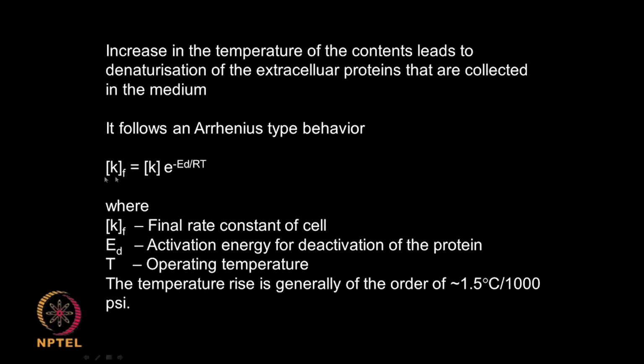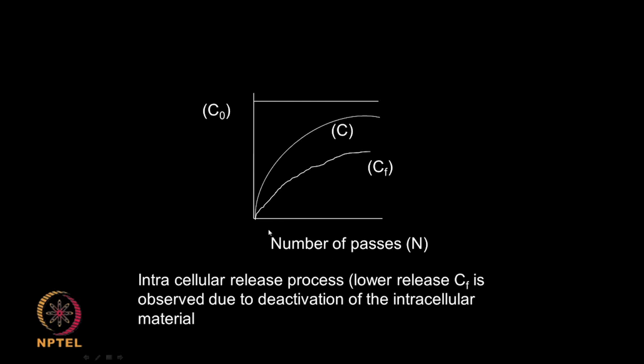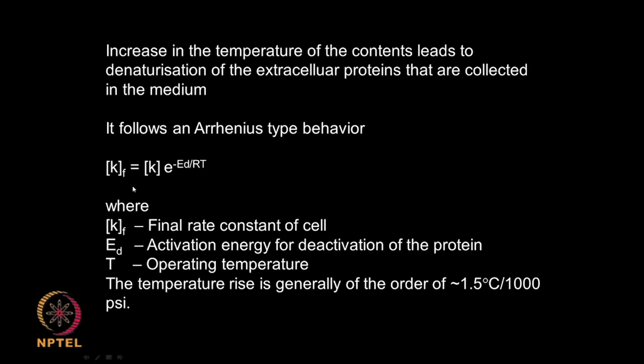This is a typical Arrhenius equation, K_d is equal to K into e power minus E_d by RT. E_d is the activation energy for deactivation, that is deactivation energy. So, if the temperature is high, then your rate constant will change, and obviously the cell release will be much lower than what is expected because of the decrease in K, because of the temperature rise and E_d.